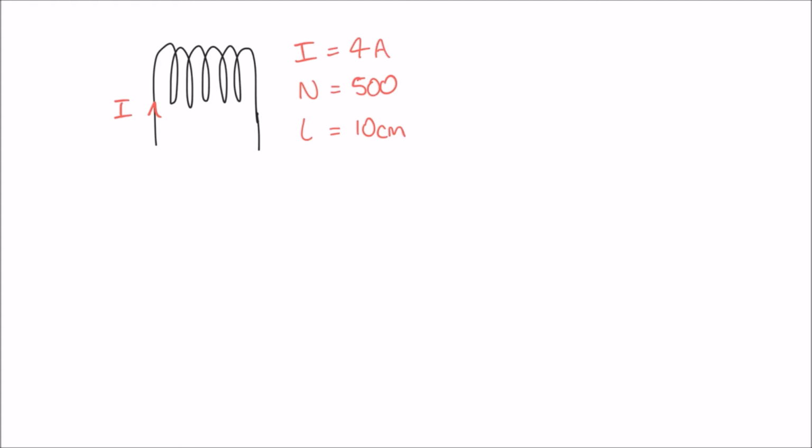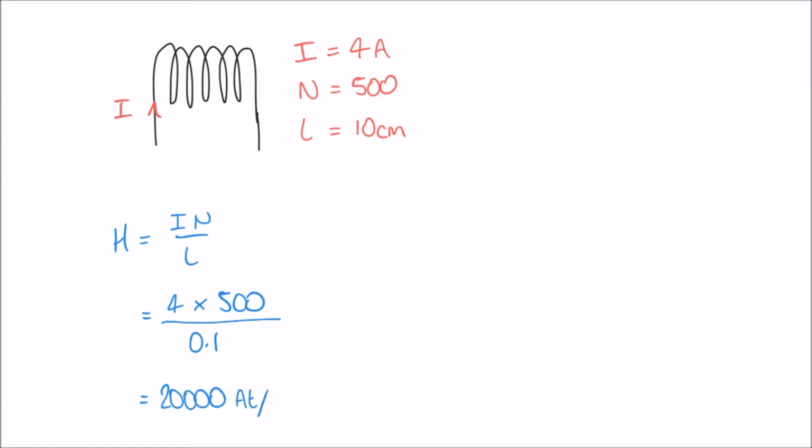So starting with H, we know the formula for H is IN over L. We can put our values straight in there: I is 4 times N, which is 500, divided by 10 centimeters, which in meters is 0.1 meters. And if we calculate that, I get an answer of 20,000 amp turns per meter.